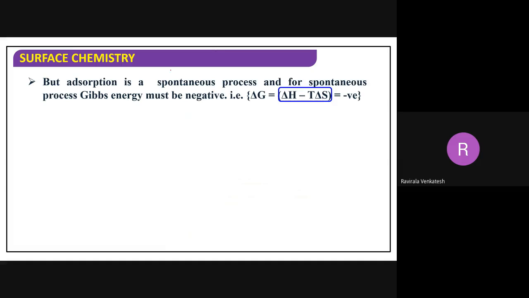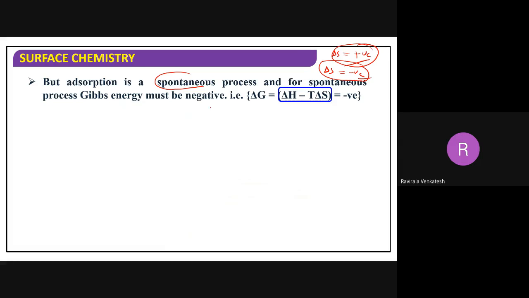Adsorption is a spontaneous process, but we can say a process is spontaneous when delta S is positive only. Even though delta S is negative here, the gas is converting into solid-like. You would say it should be non-spontaneous, because if delta S is negative, it's non-spontaneous. But adsorption is a spontaneous process.